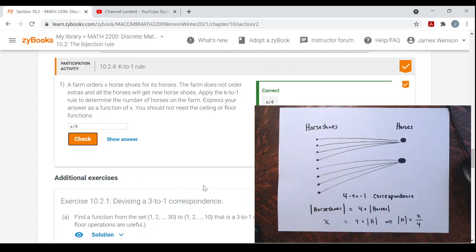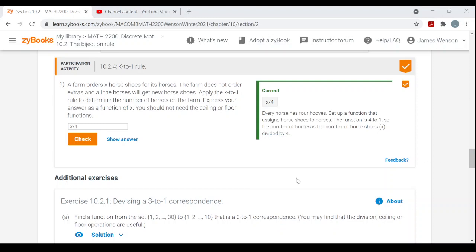This whole section is just a simple introduction to the bijection rule and this k-to-1 rule, which will be used in greater capacity and expounded upon in future sections. But hopefully you understand the concept of the rules right now.